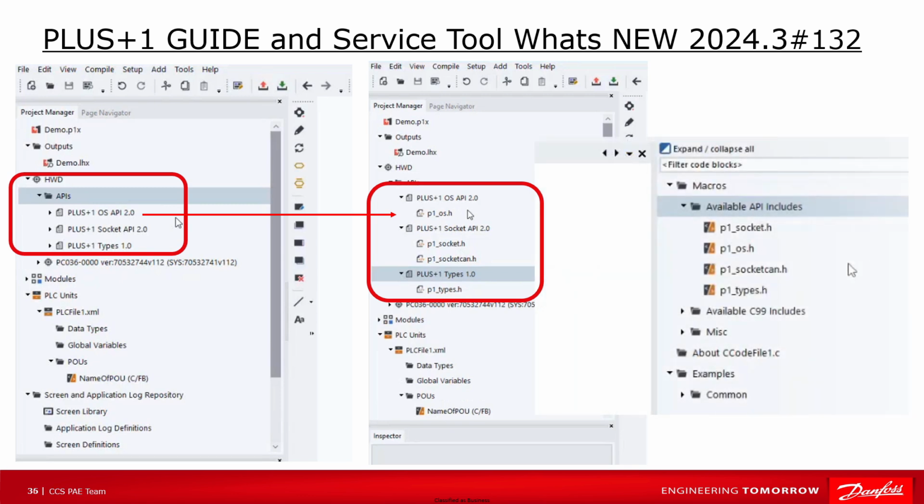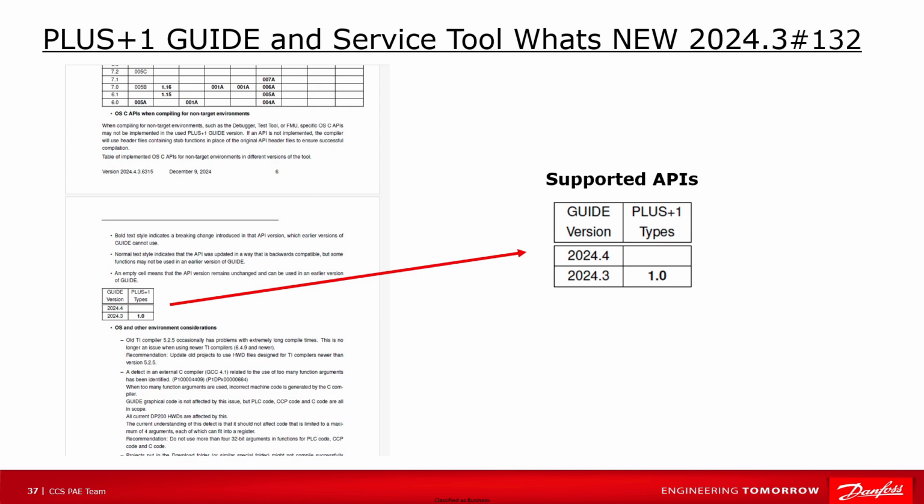A new folder has been added in the code block tree called Available API Includes. It lists all the API headers that you want to include in your C file. Inside the documentation release notes, a new table has been added where you can check which APIs are supported. Currently, the only supported API is the +1 types. A warning will be generated during compile if an API header is missing or used and not implemented by Guide. Instead, this header will be emulated by using stub function to ensure successful compilation.